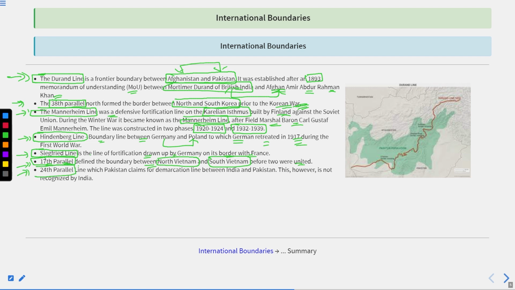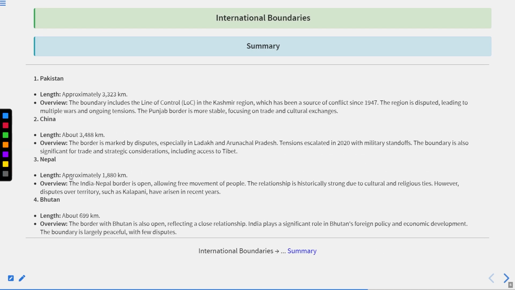Then we have the 24th parallel, which Pakistan claims as the demarcation line between India and Pakistan. This, however, is not recognized by India. So basically, the actual line between India and Pakistan is the Radcliffe Line. But Pakistan claims that apart from the Radcliffe Line, the 24th parallel is the exact line between India and Pakistan. This 24th parallel comprises some part of modern-day India, so that's why Pakistan claims it, but India does not recognize it. Here we have finished the topic.